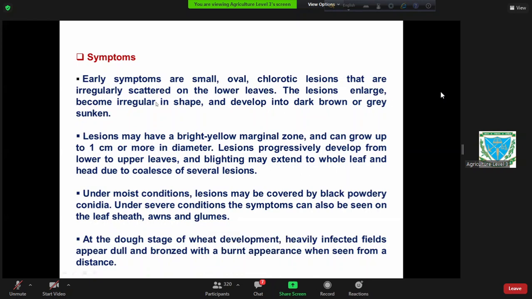The lesion enlarges, becomes irregular in shape, and develops a dark brown or gray center. The brown margin will be there, but a gray center develops in the lesion. The lesion may have, you see, a bright yellow marginal zone.